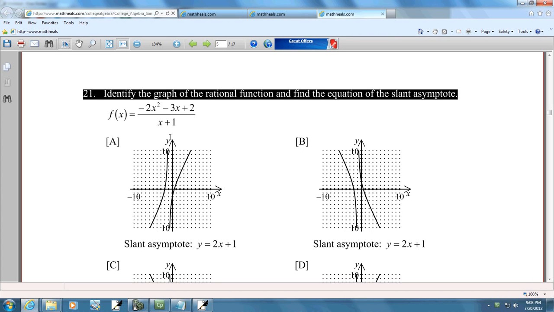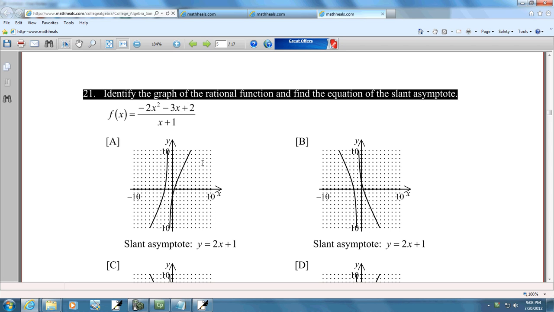Let's take a look at number 21. It says identify the graph of the rational function and find the equation of the slant asymptote. First off, let's look at the graph, and then we'll look at how to find a slant asymptote. And I'm going to do this on the calculator first.